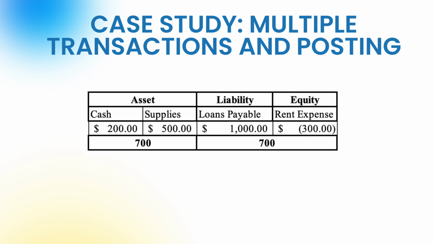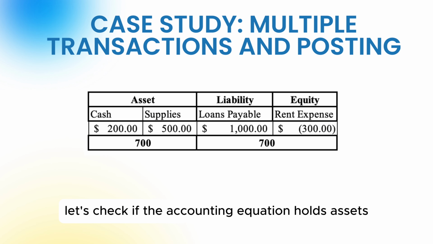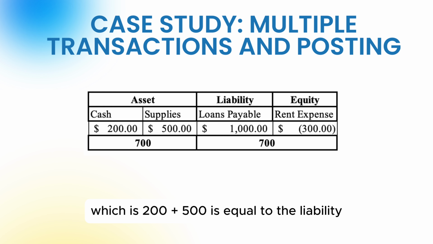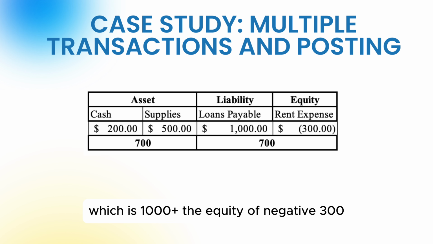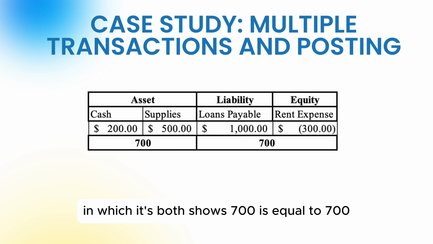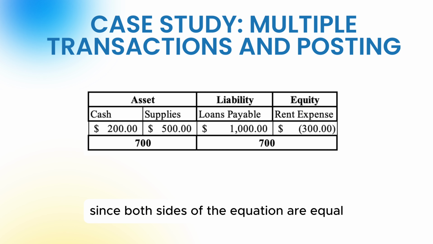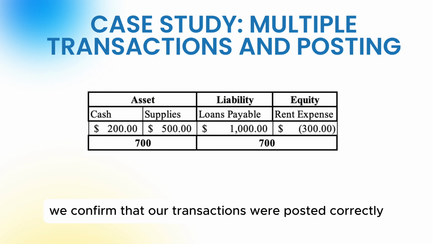Step 3. Verifying the balance. Let's check if the accounting equation holds. Assets, which is 200 plus 500, is equal to the liabilities, which is 1,000, plus the equity of negative 300, in which both show 700 is equal to 700. Since both sides of the equation are equal, we confirm that our transactions were posted correctly.